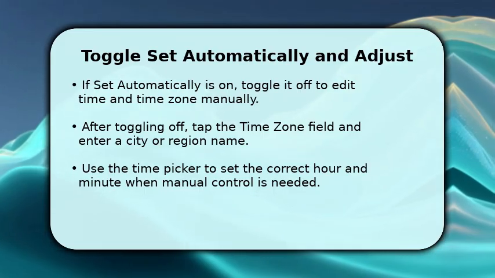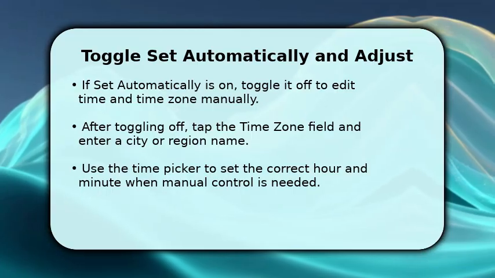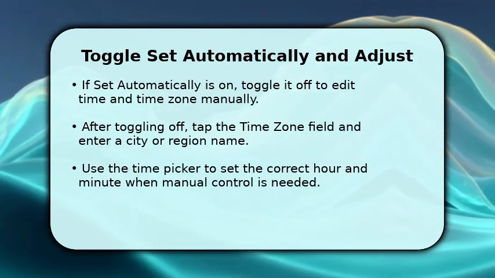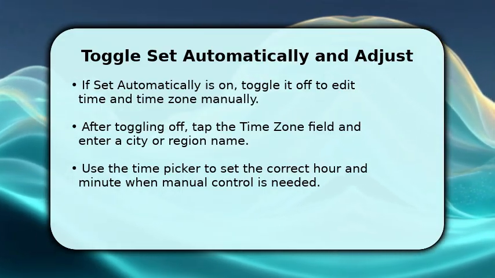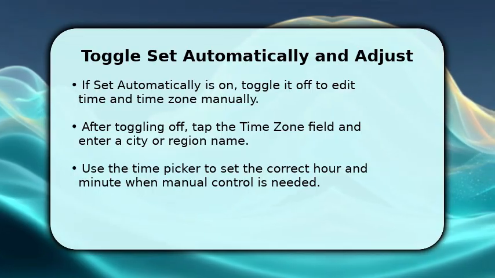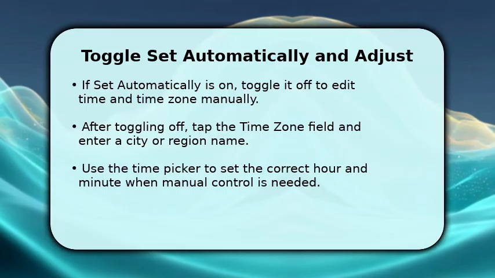Use the on-screen time picker to set the correct hour and minute when manual control is needed. Make sure AM or PM is correct for 12-hour displays. Tap back to save changes and return to the main settings screens. Check the lock screen to confirm the new time displays immediately after adjustment.